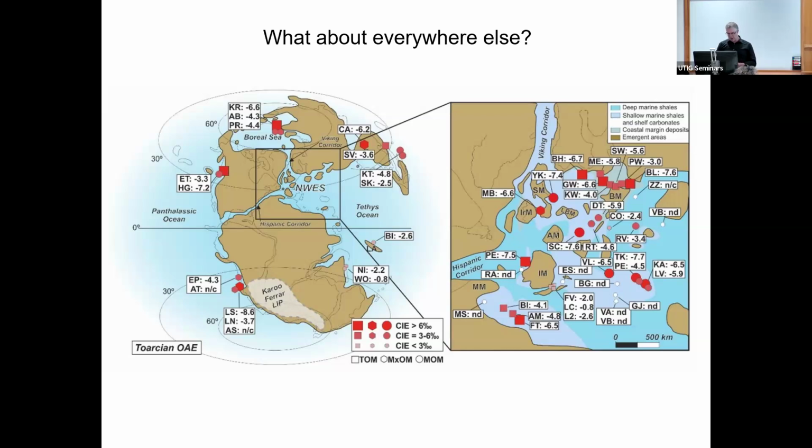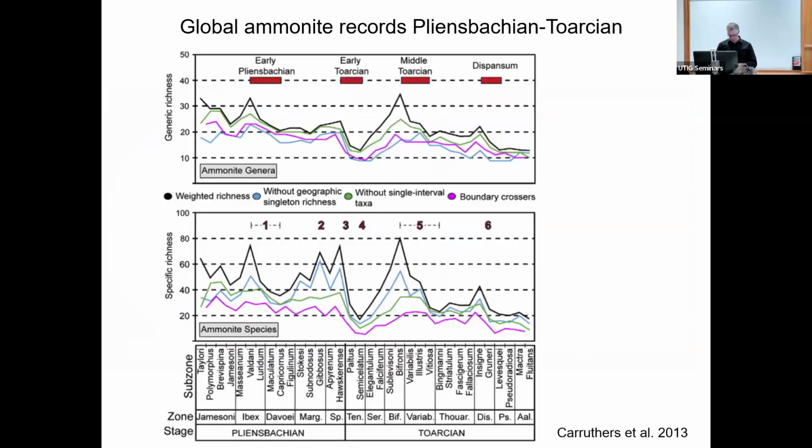Before I do that, I should just say that if you look at ammonites globally, so this is a compilation that was done by Carruthers in 2013, what he found was that if you look at global ammonite biodiversity, then the Pliensbachian-Toarcian boundary is one of the most severe crises during this period of time. But there are others as well. So there was a drop in diversity in the early Pliensbachian, one in the middle Toarcian, one in the late Toarcian as well.